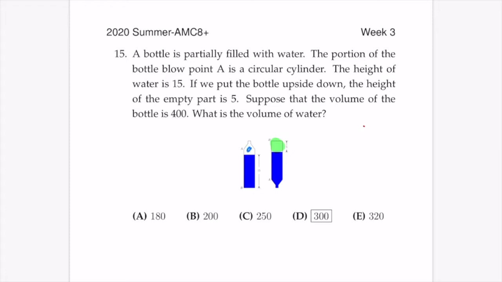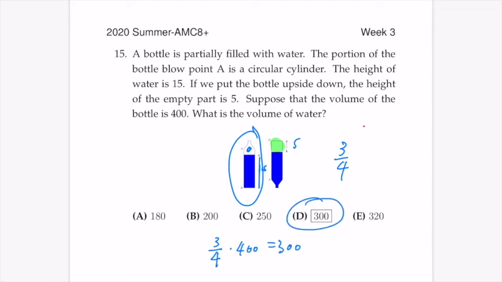Since the green region is the shape of a cylinder of height 5, it is 1/3 of the cylinder of height 15. So 5 to 15. Therefore, the bottle here is 3/4 full. Since the total volume of the bottle is 400, the total volume of the water is 3/4 times 400, which is 300. And the answer is D.